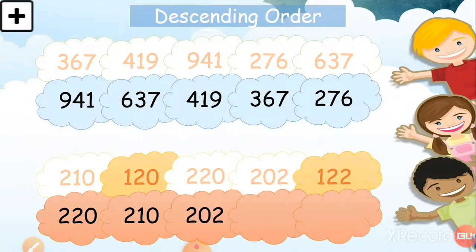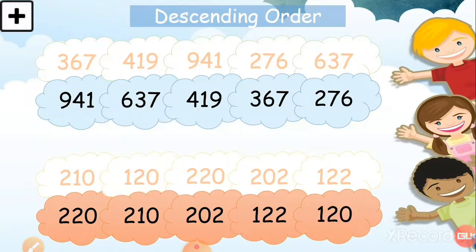Now just the last two numbers. Tell me which number will come in the fourth cloud, 120 or 122, which is bigger between these two numbers. Your answer is right: 122 for the fourth cloud. Students, please note it down. This screen is available for you to note it down. There is plenty of time, so you can note it down. And the last one is 120. Students, this is the right answer.